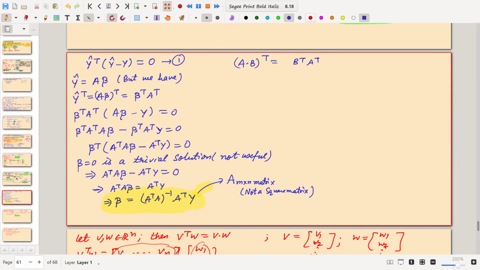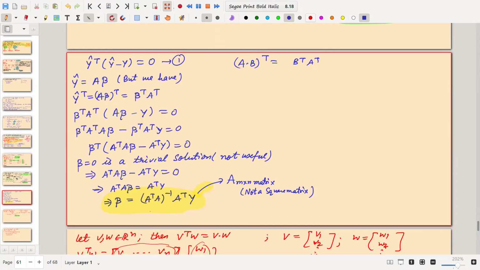What you need here is A transpose A to be invertible. Then only this inverse can exist, and then only you can obtain beta. But if your A transpose A is not invertible, the method might fail. It is not necessary for A to be invertible, but it is necessary for the A transpose A matrix to be invertible.